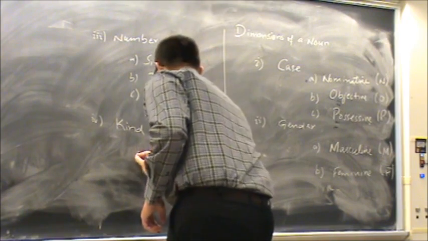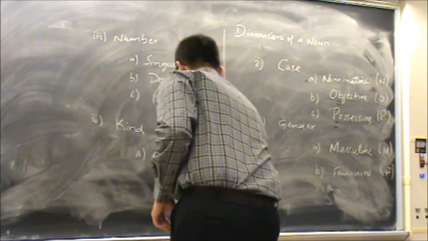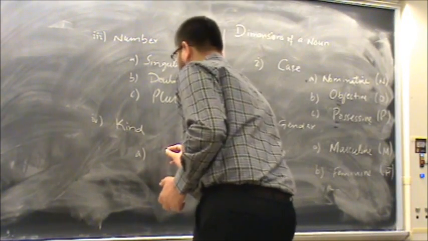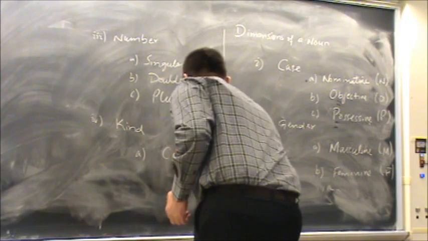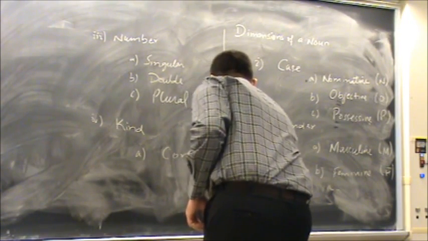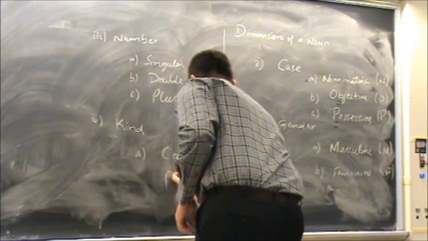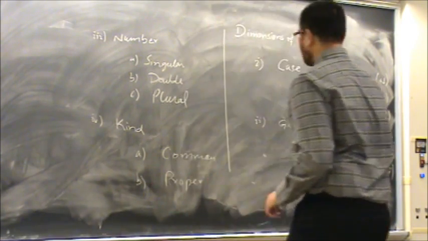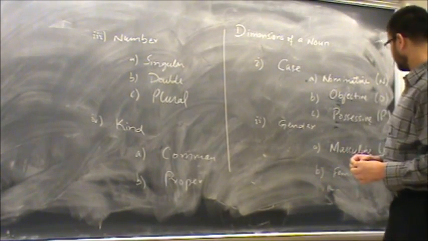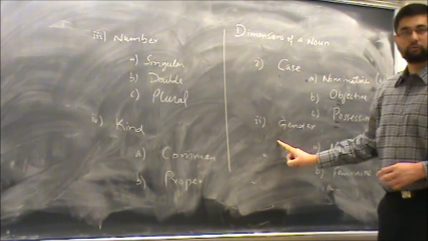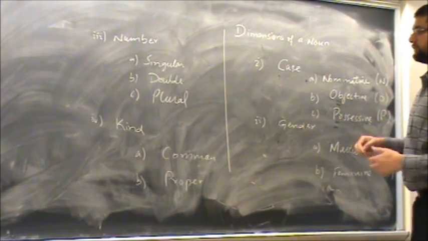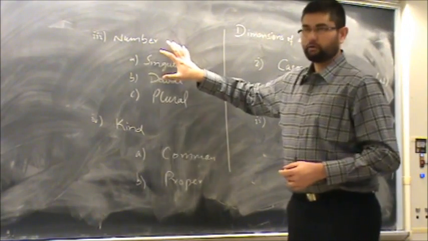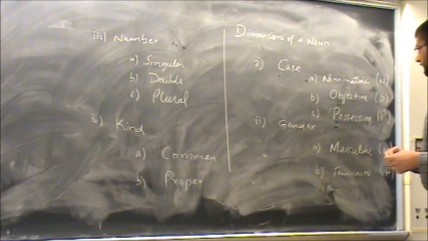Alright, kind. How many kinds? 2. Which ones? Proper. Common. Yes. Common noun and proper noun. So last time we covered these 2. We completed these 2 actually. So that's what we will revise inshallah today. And then we'll move on to number and kind in the next lecture inshallah.